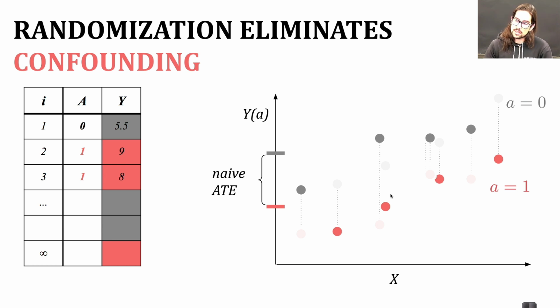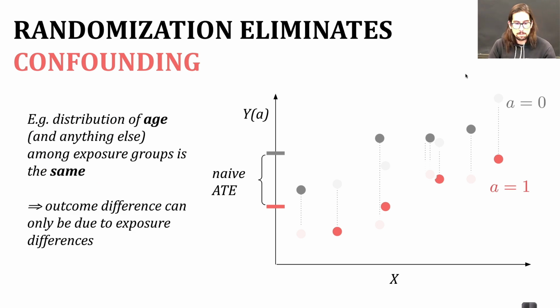And when you calculate just the naive ATE here by taking the average of these four and the average of those four, basically these four points stand in perfectly for that whole distribution, and these four are representative of this whole distribution. And so the naive ATE you get in this case is actually the same as the causal ATE. So here in writing, I've basically said that the distribution of age or anything else among these two exposure groups is the same, which means that the difference in the outcomes between the two can only be due to the exposure differences, right?